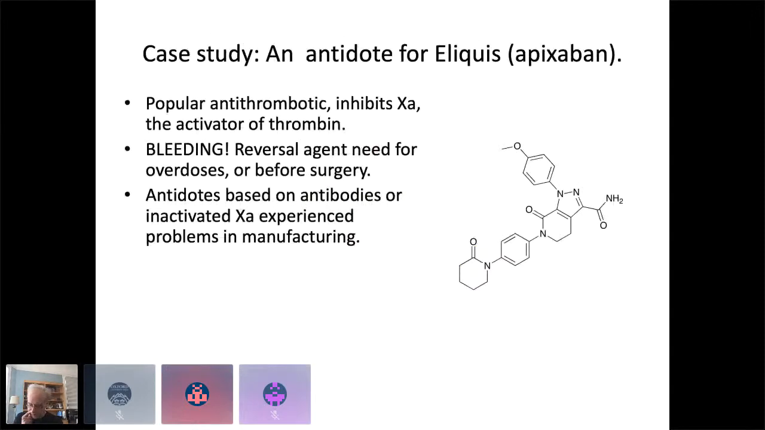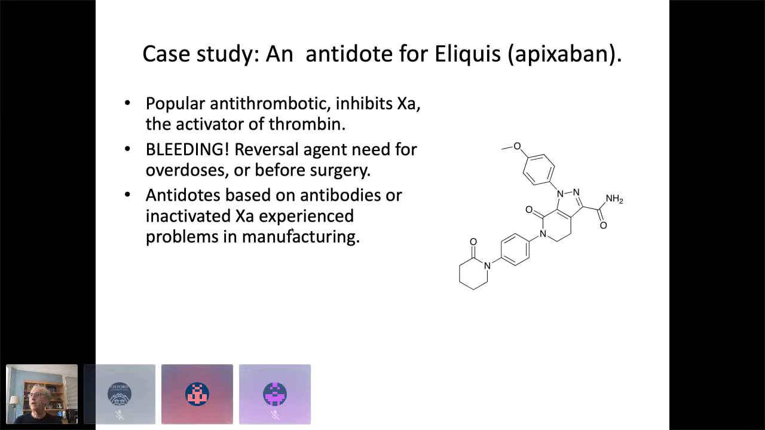So as a case study, we started with this drug called Eliquis, or apixaban. And a cardiologist that I work with, Ethan Weiss, suggested it to us as a worthy molecule to try to bind. And this is a blood thinner. It inhibits factor 10A, and bleeding is a major problem from either overdoses or simply when one wants to reverse this to get patients into surgery.